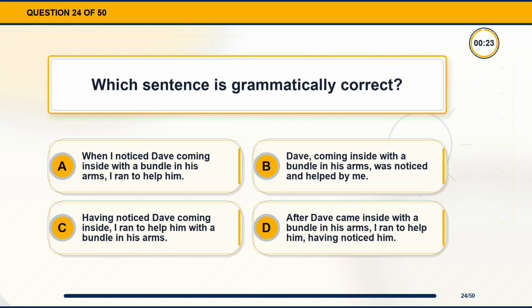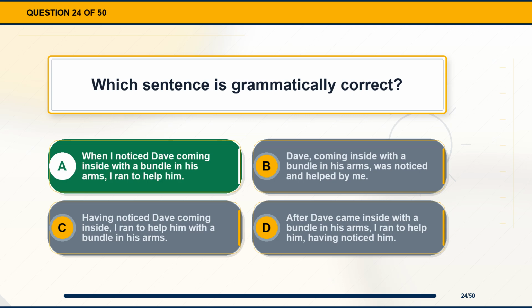Question 24. Which sentence is grammatically correct? Option A, when I noticed Dave coming inside with a bundle in his arms, I ran to help him. Option B, Dave, coming inside with a bundle in his arms, was noticed and helped by me. Option C, having noticed Dave coming inside, I ran to help him with a bundle in his arms. Option D, after Dave came inside with a bundle in his arms, I ran to help him, having noticed him.